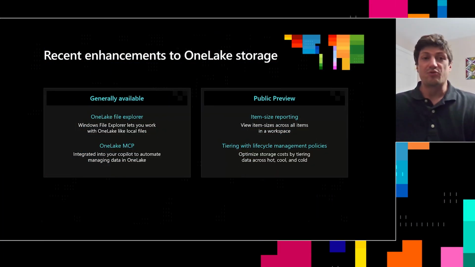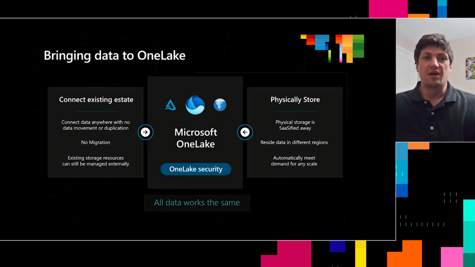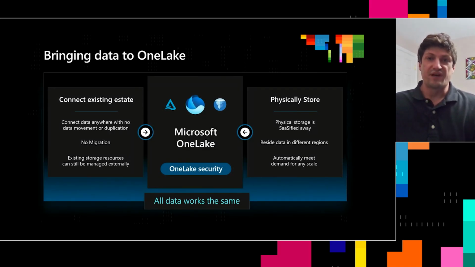That demo shows some of the recent improvements that we've just released. Let's do a little recap. The OneLake File Explorer is now generally available, along with the OneLake MCP. In public preview now is the new item size reporting, and probably our biggest announcement, lifecycle management with data tiering is now available. Those are all the great new improvements we've done for physically storing data in OneLake.